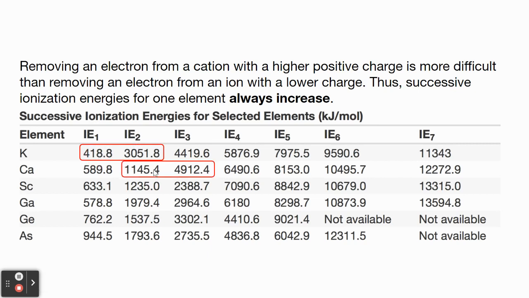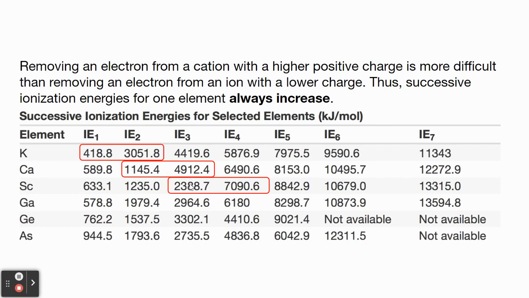So calcium has 2 valence electrons. So this is the energy to remove the first electron. This is the energy required to remove the second electron. And again, notice there's going to be a big jump from the second ionization energy to the third ionization energy. And that's because we're removing valence electrons here, but now we're removing core electrons.